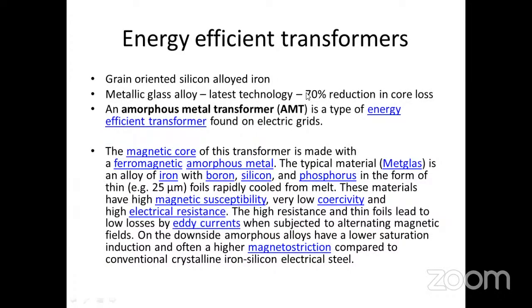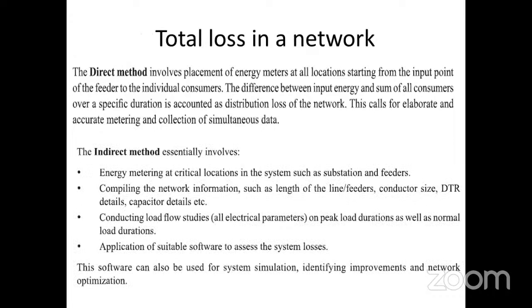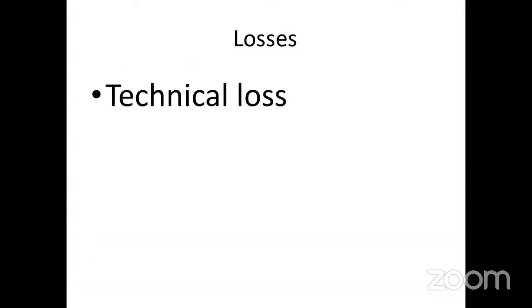The eddy current loss is considerably reduced because we are laminating the transformer core, increasing the resistance to the eddy current flow. This 70% reduction in core loss is due to increase in resistivity, because all the magnetizing materials are conductors only. In addition to lamination, this brings down the eddy current loss to a minimum. Total loss, indirect method, all these things we have already seen, sir.